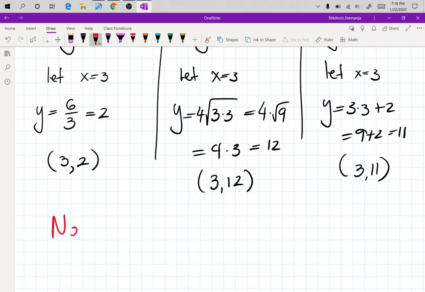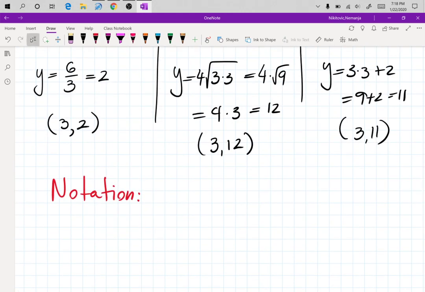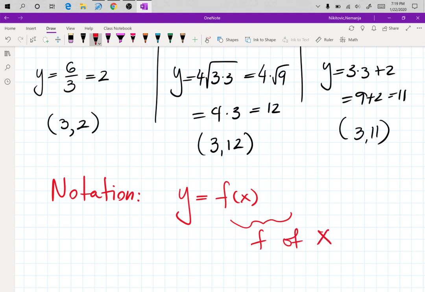Notation. Oh, by the way, I didn't mention that whatever I write in blood, make sure you know, because that's going to be the most important stuff. Notation for the function is y equals f of x. f of x. That's not f times x.